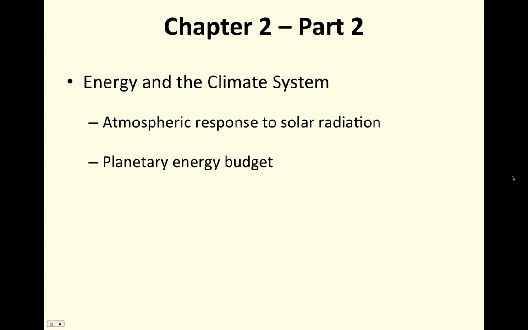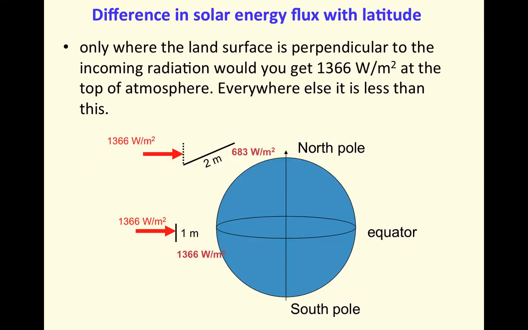Chapter 2, Part 2. Now we're going to look at the atmospheric response to solar radiation, what happens to solar radiation when it interacts with the planet, also the planetary energy budget, which is simply a balance between incoming solar radiation to the planet versus outgoing long-wave radiation leaving the planet.